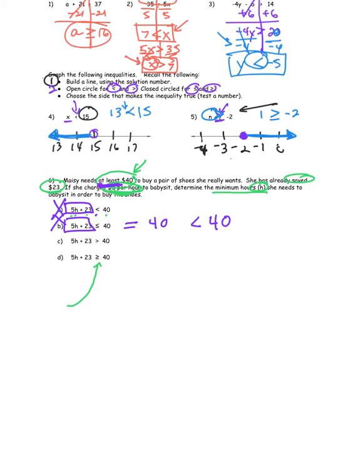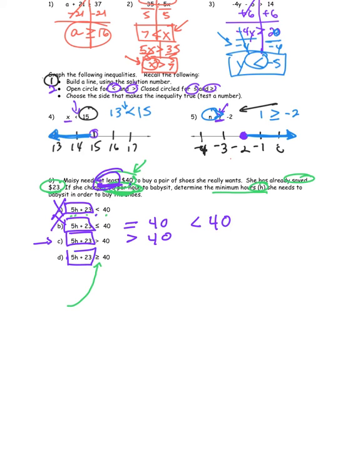Choice C. Once again, this is exactly the same. She's babysitting for 5 hours, earning $5 per hour, and she already has $23. And we want to know if she could have greater than $40. Well, it does say at least $40. So yes, she could have greater than $40. That would allow her to buy the shoes. So maybe C is a possibility.